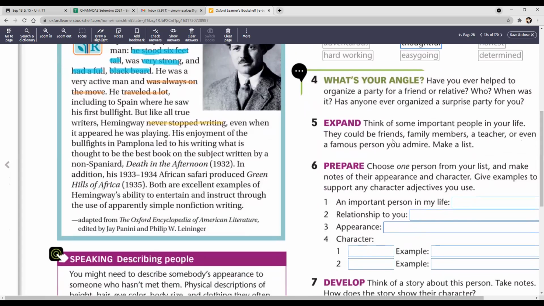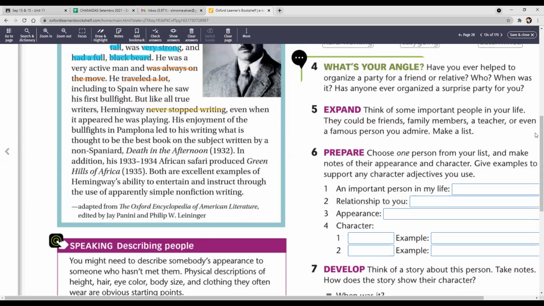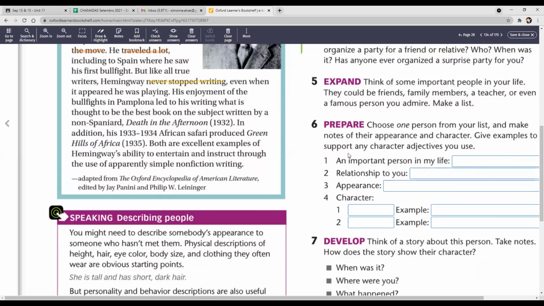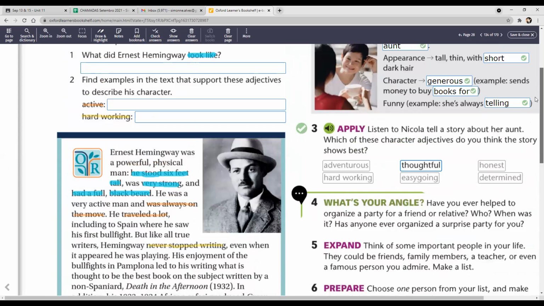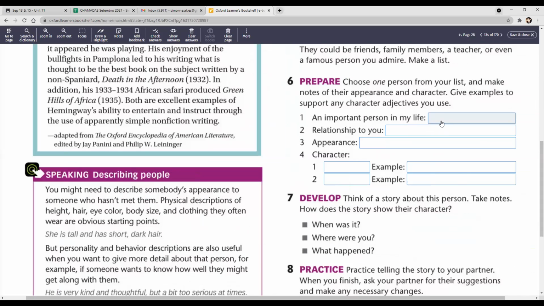Perfect. Very nice, guys. So here in number 5, think of some important people in your life. They could be friends, family members, a teacher, or even a famous person you admire. Make a list. Then choose one person from your list and make notes of their appearance and character. Give examples to support any character adjectives that you use. Of course, guys, this is for us to practice what we did here in the box, okay? So, for example, here we have an important person in my life. You're going to put whoever you choose, okay? Then relationship to you.